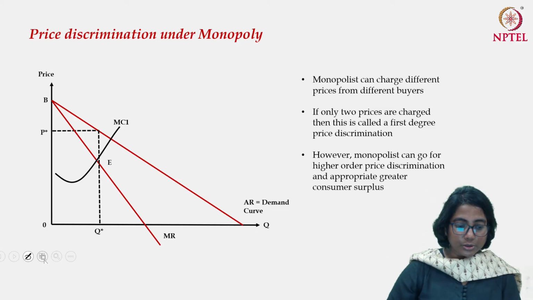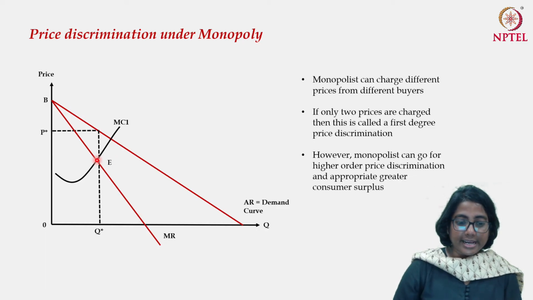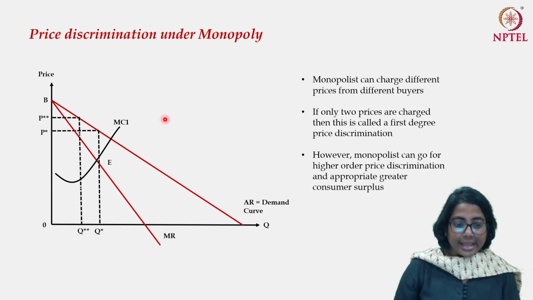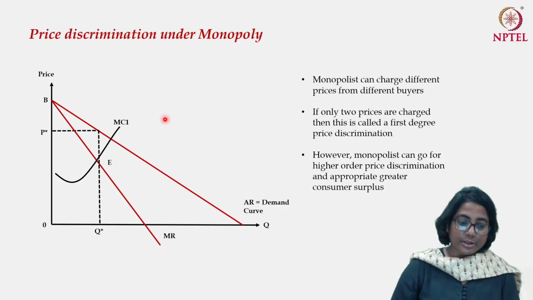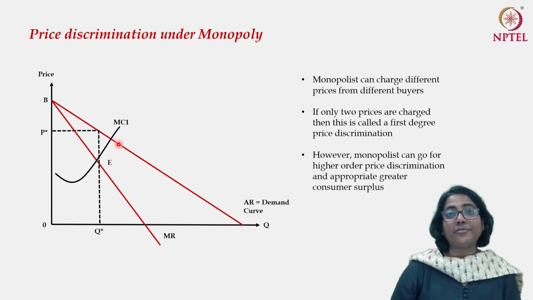So what we show here is that the marginal cost intersects with the marginal revenue at point E. Therefore, the monopolist produces at Q star and the price charged is actually P star. Okay. Now, if this is the case, then what is happening? What the monopolist actually thinks, I mean, the calculation that goes on in the mind of the monopolist, we said that this demand curve, which is the average revenue curve, represents the highest amount of money that an individual is willing to pay for a specific quantity.